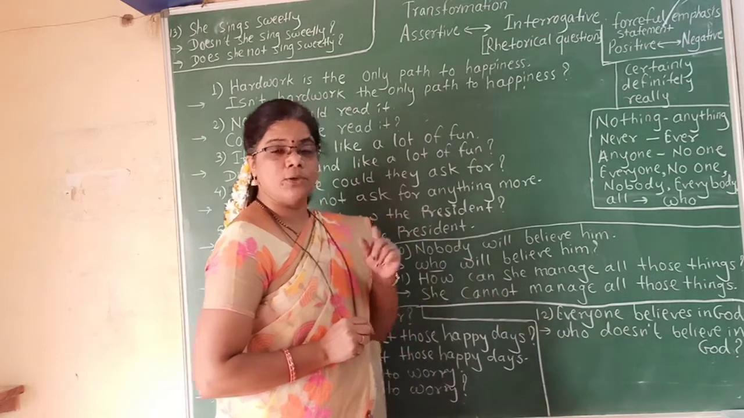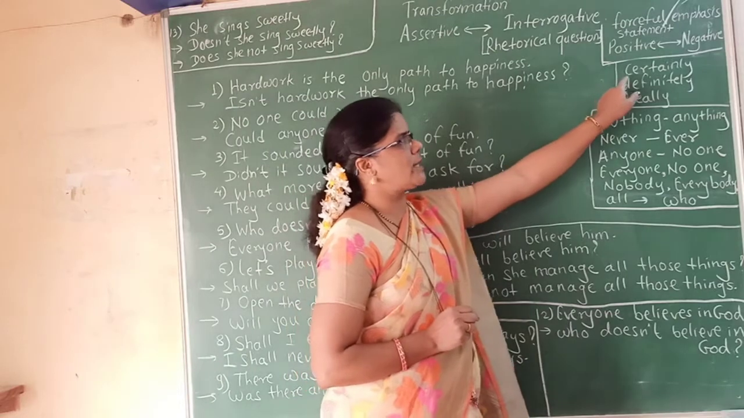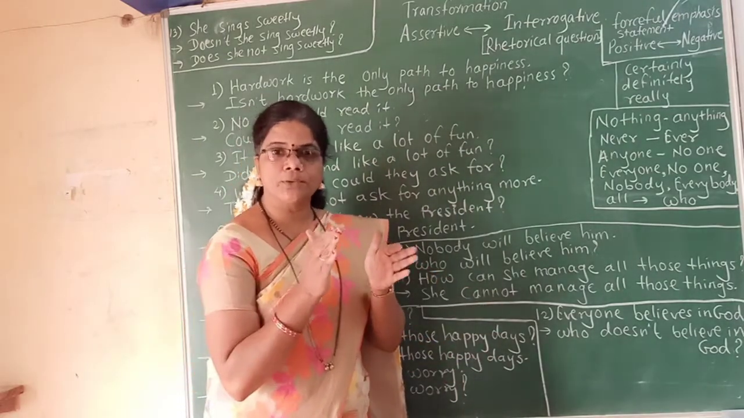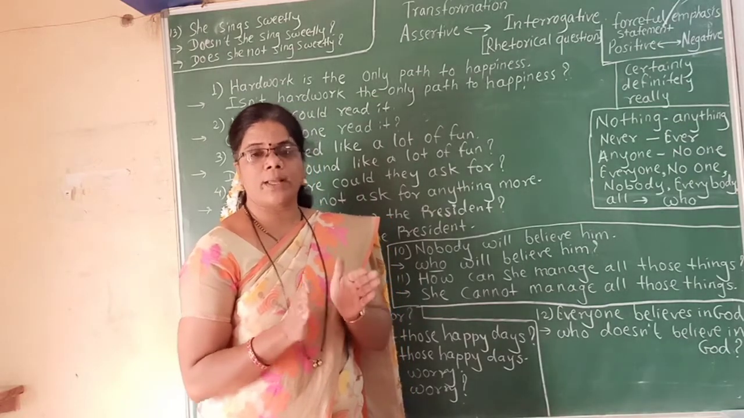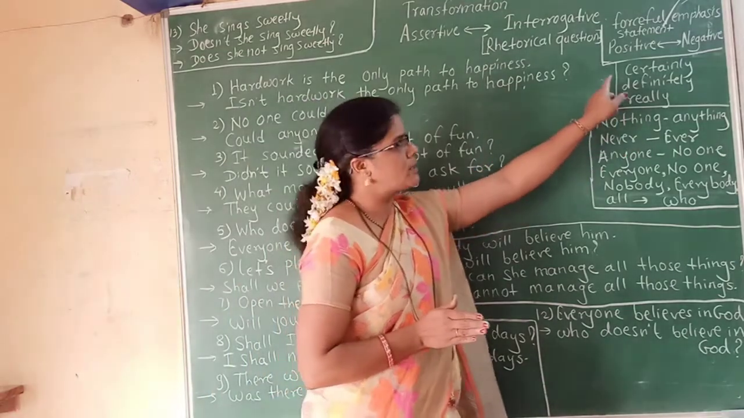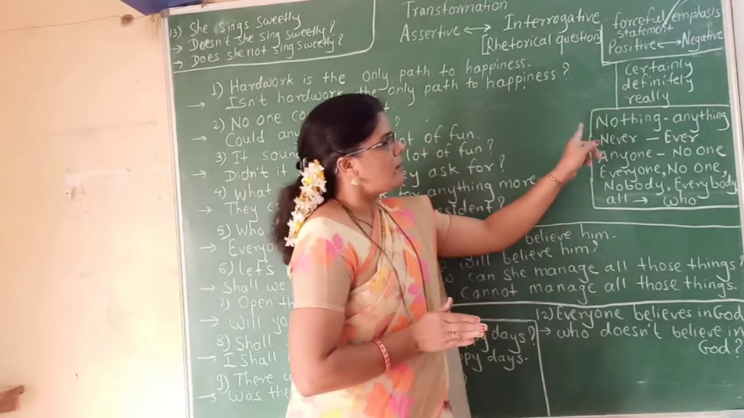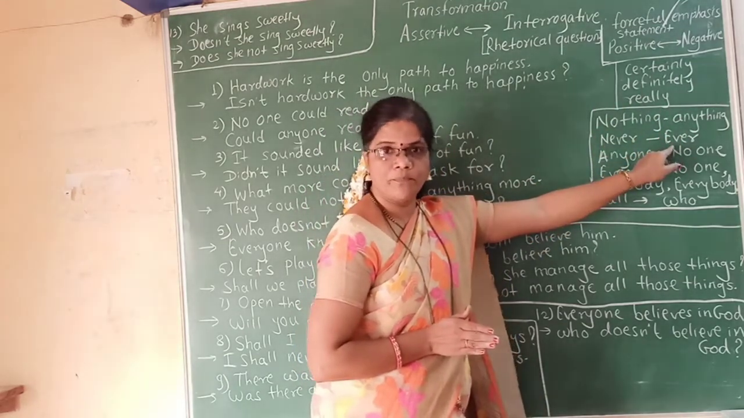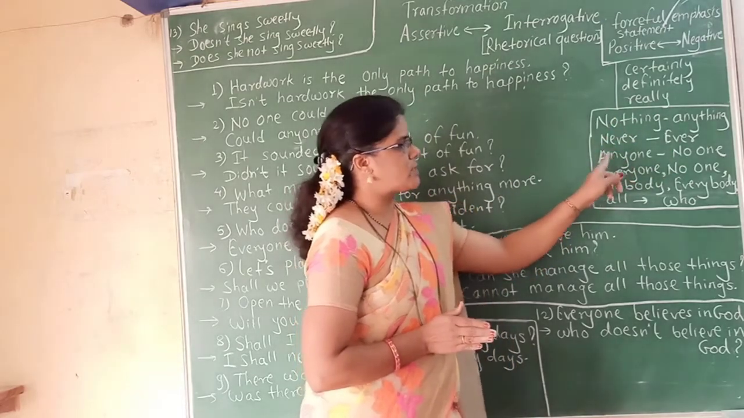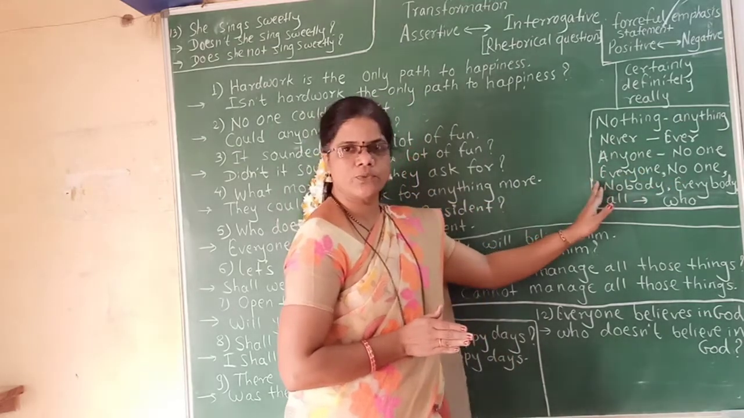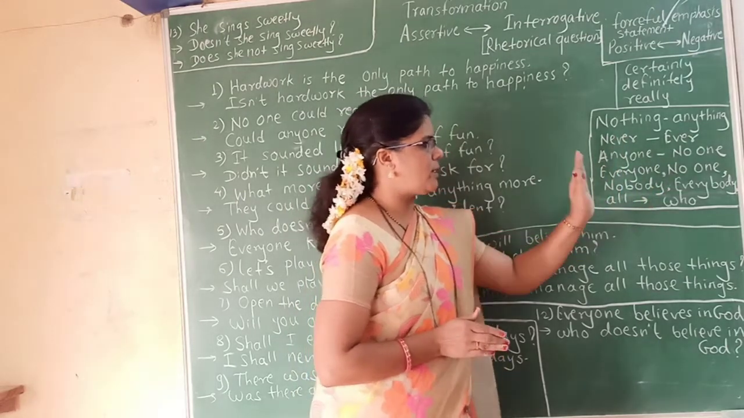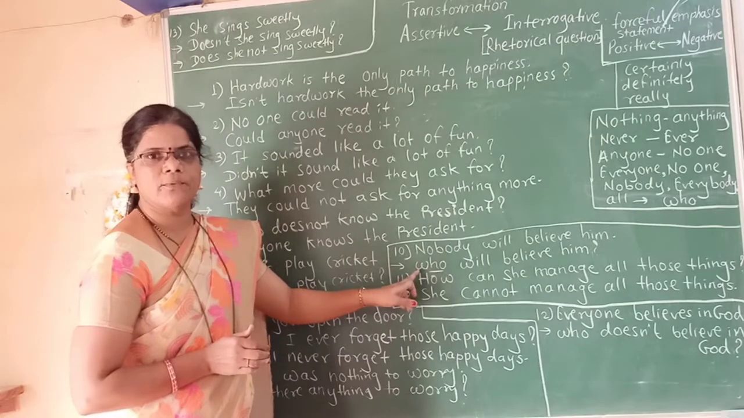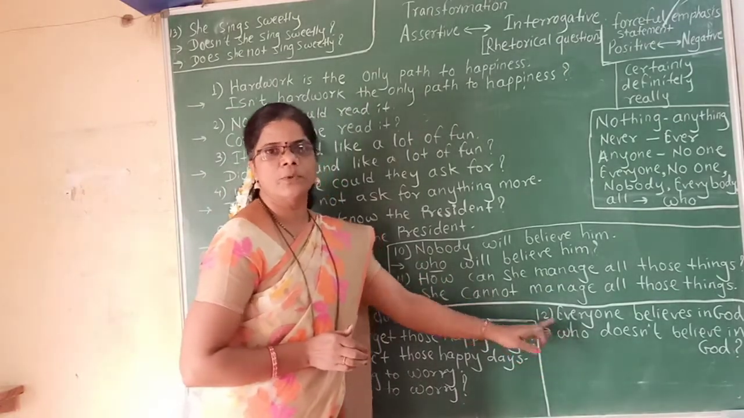So friends, you have to remember some more words over here. You can use words like certainly, definitely, really in such sentences while transforming from assertive to interrogative, interrogative to assertive wherever necessary, to complete the meaning of the sentence. Certainly, definitely and really. Then if there's nothing in the sentence, you can change it to anything. If there's never, you can change it to ever. Ever should be changed to never, vice versa. Then if there's anyone, you can use no one. And if the sentence starts with everyone, no one, nobody, everybody, all, then those sentences should be changed to who form. Here we have seen that example: the nobody sentence started with who, and the everyone sentence started with who. In this way you have to remember these rules.